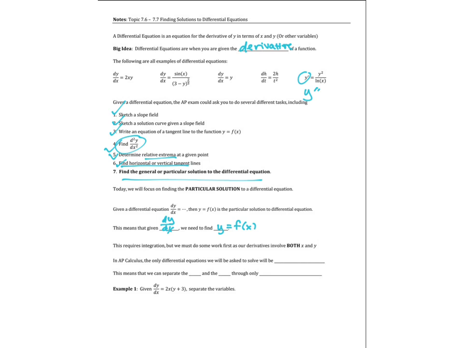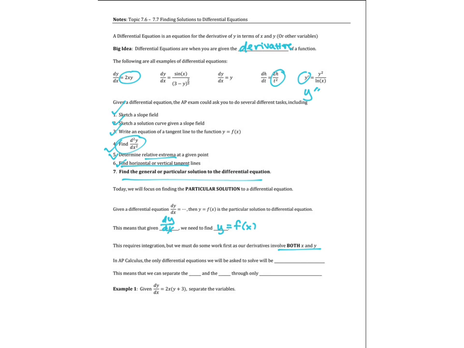This requires integration, but we must do some work first because our derivatives are going to involve both x and y. So what they're saying is if you look at these equations up here, you see that they have 2xy, they have 2h over t squared. You've got both variables in that differential equation.